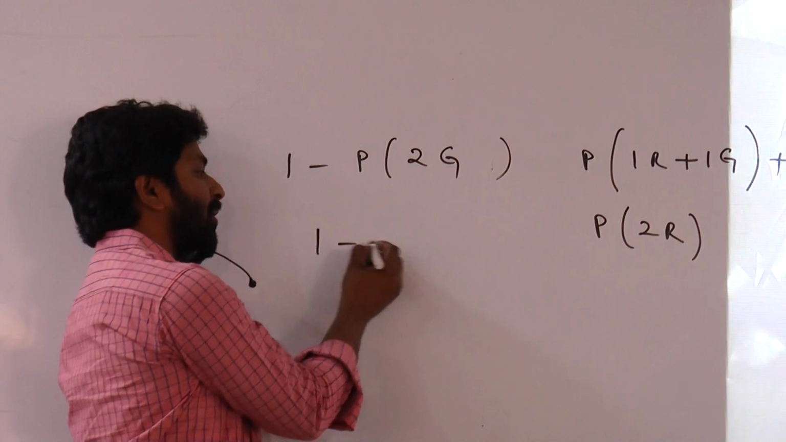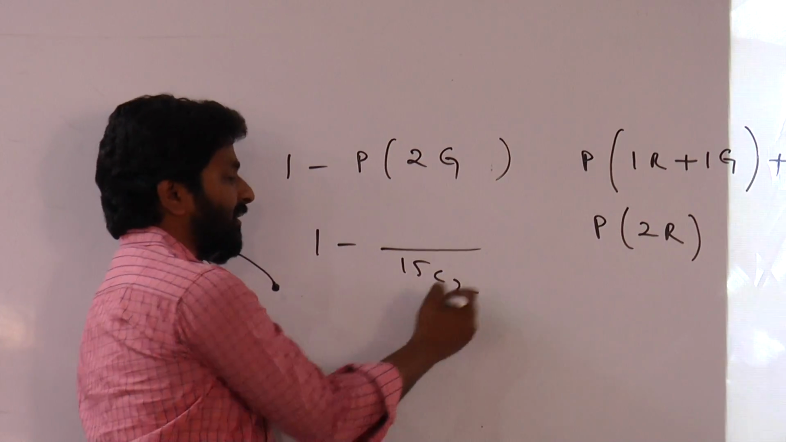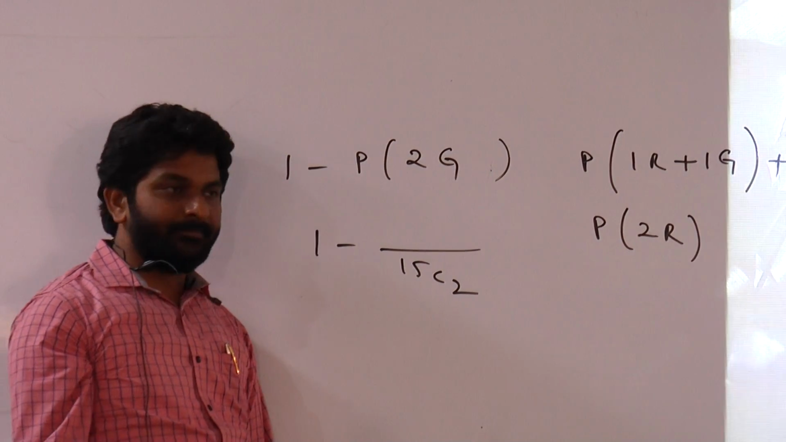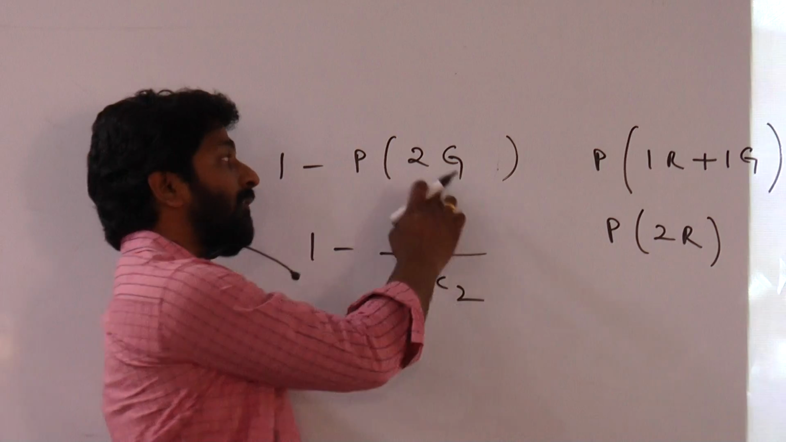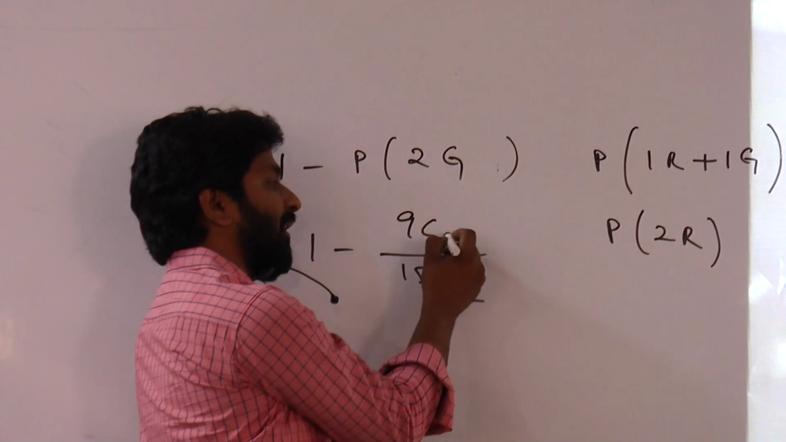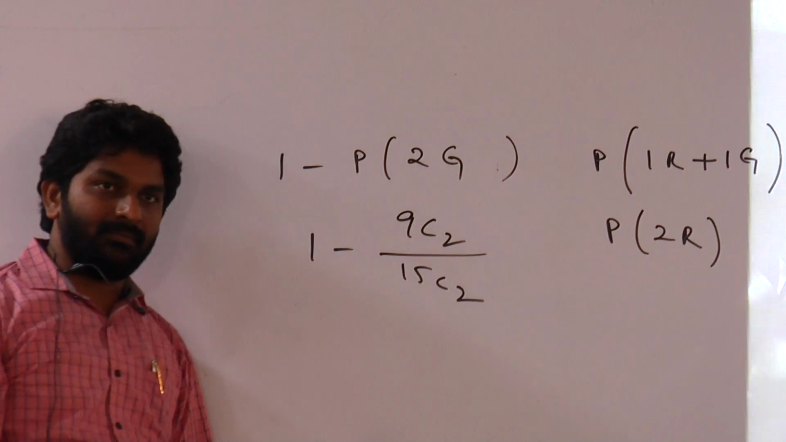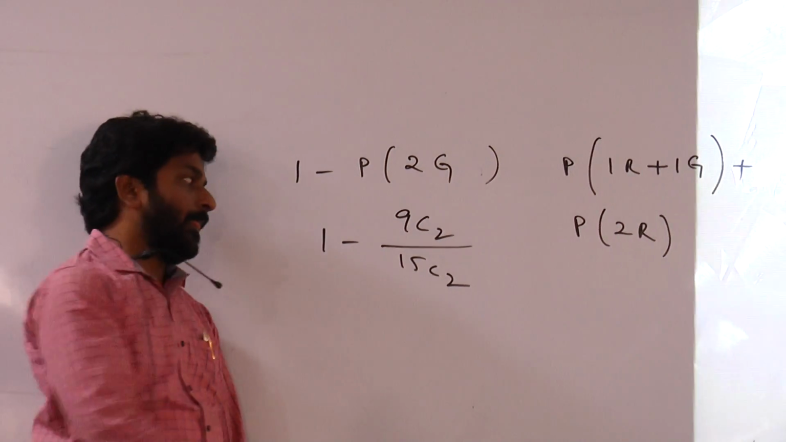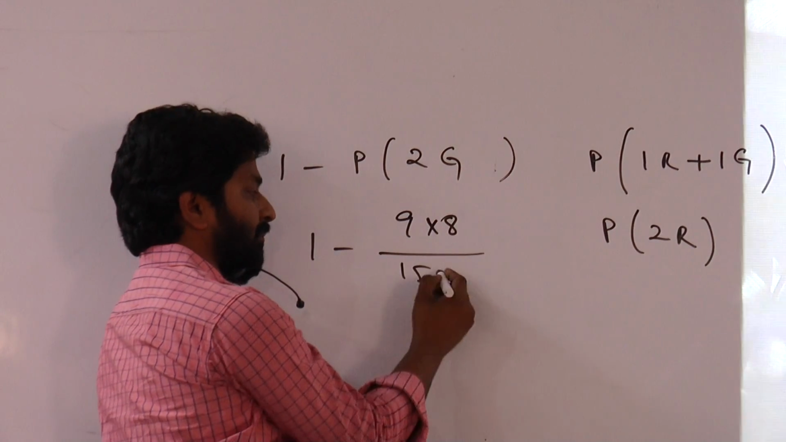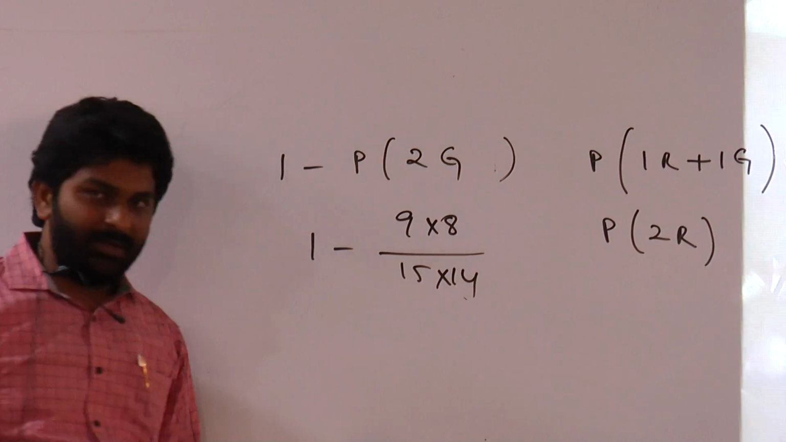Out of 15 balls, you can select in 15C2 ways, total outcomes. And out of that, you are expecting 2 green balls. You have total 9 green balls, out of that 9C2. 9 into 8 by 15 into 14. I think you can do it.